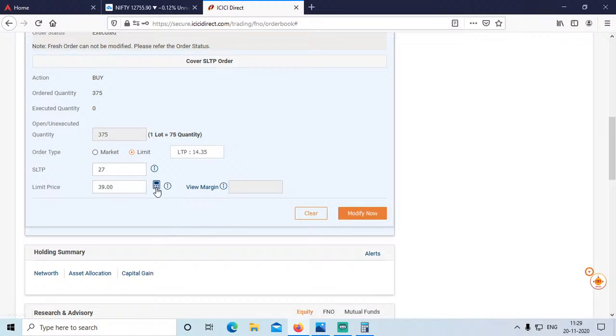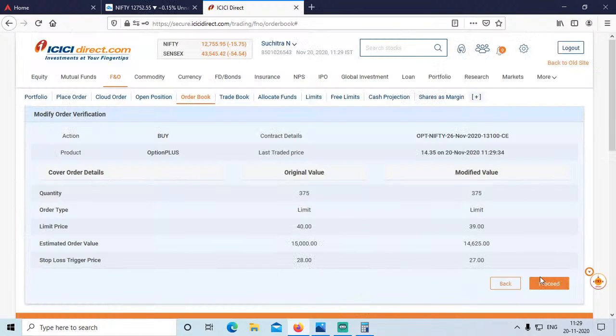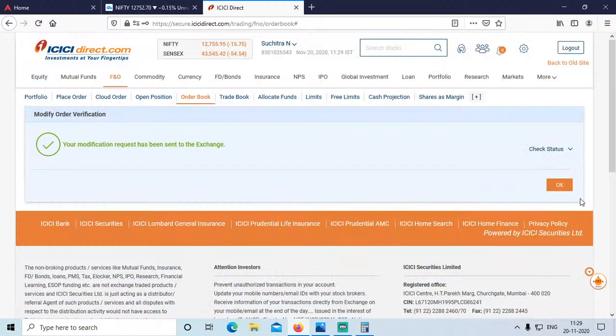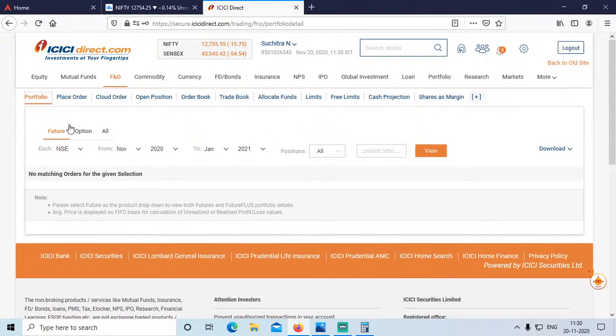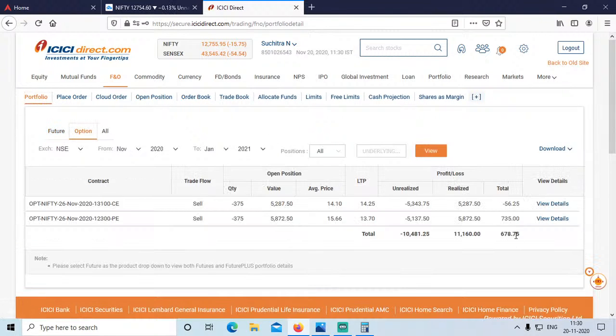Each and every time try to click on the calculator so that this limit price also will get changed automatically, and click on modify. Okay, good. Now we have modified this to 27. Let us look at the profit now. It's almost the same, 678 only.